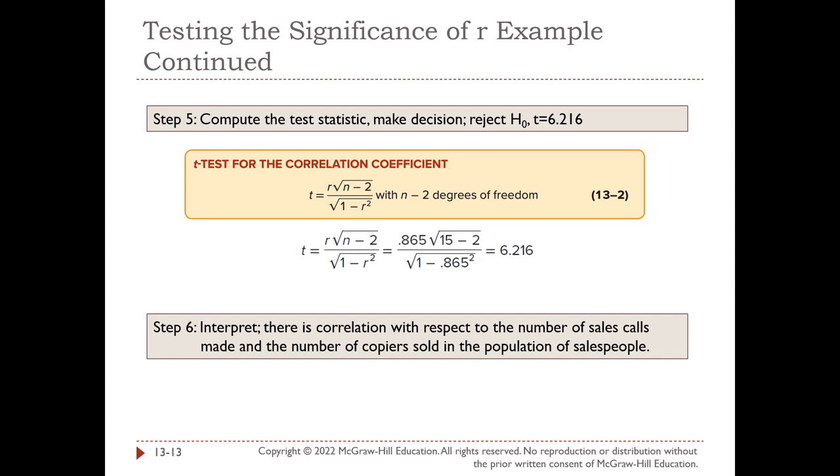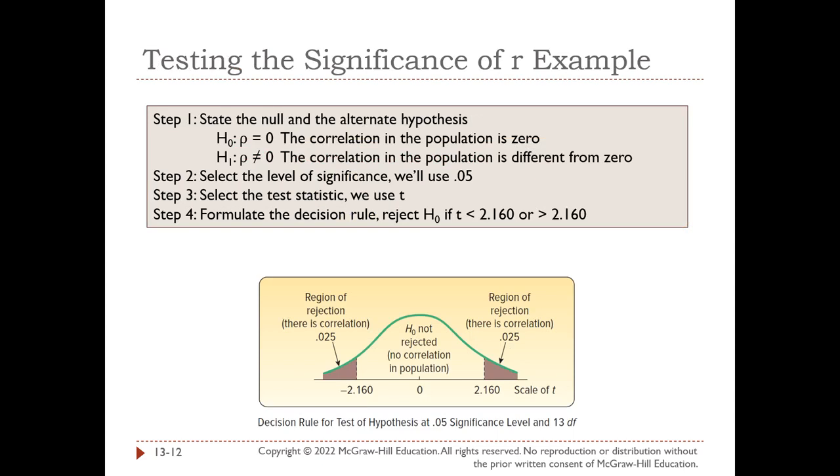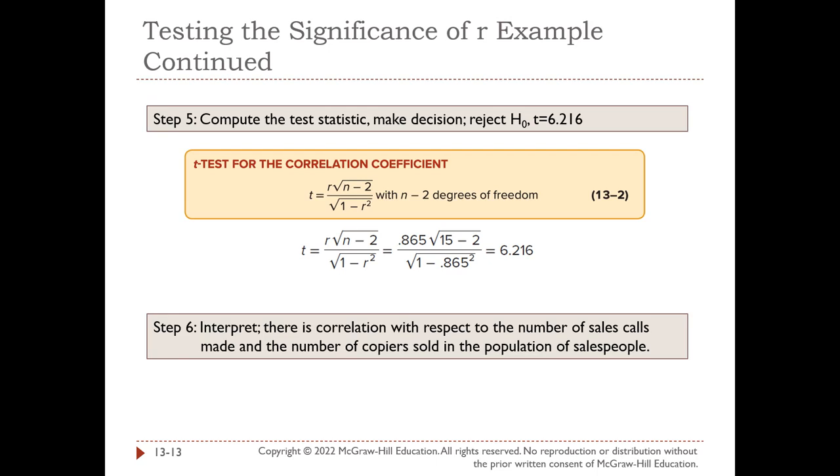So, we find out that the t for our t-test actually equals 6.216. So, since it is greater than 2.160, it falls in the shaded area, so we must reject the null. So when we interpret this, we find out that there is a correlation between the number of sales calls made and the number of copiers sold in the population of salespeople. Yes, it just proved our theory that our correlation coefficient is correct.